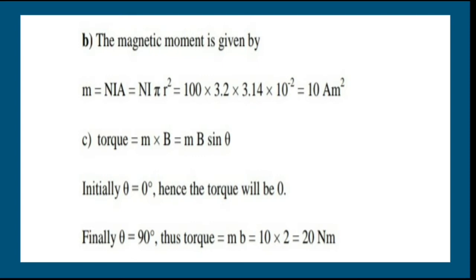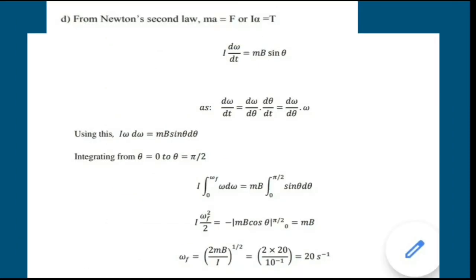Now coming to C, as I said, theta equals 0 and theta equals 90 degrees. When theta equals 0, the torque is 0, and when theta equals 90 degrees, the torque we get is 20 Newton meter. Now for the D part, we need to do some steps. We are asked to find what omega is when theta is equal to 90 degrees.